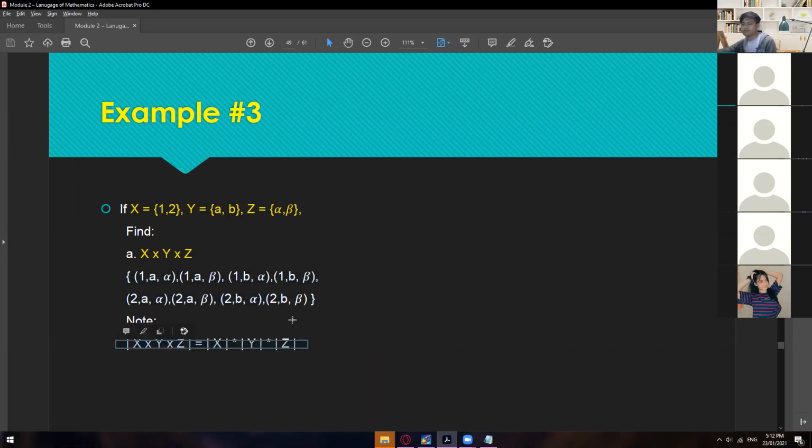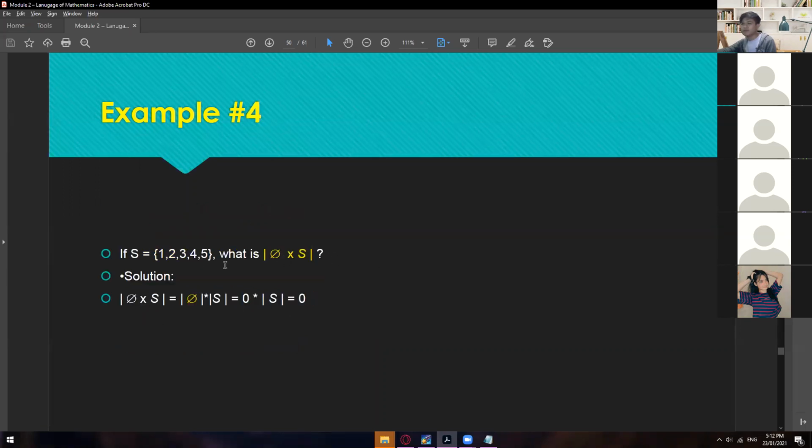Right. So that's it for example number 3. And then we have here another example wherein this one is null. Okay, when you say null again, there is no element inside of it, or just an empty set. So an empty set contains 0 elements. So any number that is multiplied to 0 is of course 0.